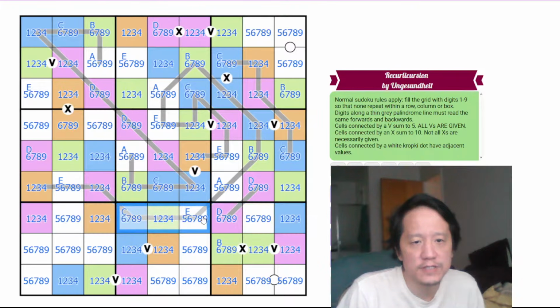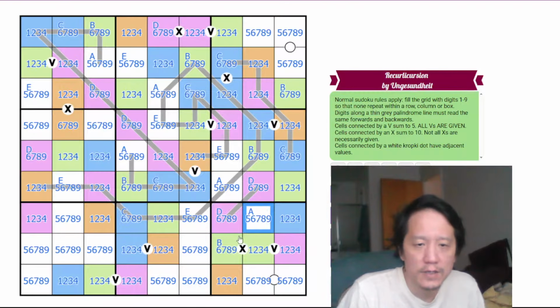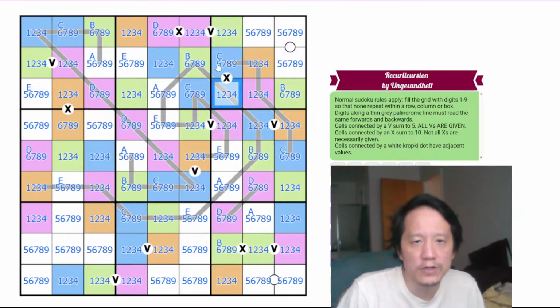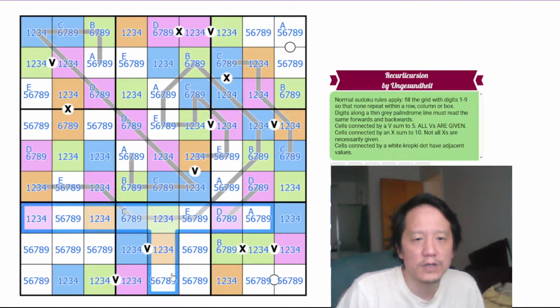We have C, D, and E here. B cannot be here for this cell, so this must be A. And we don't know the difference between A and E. Since A is here, in the upper right-hand box, A cannot be here, here, here, or here, so this must be A here. A cannot be here or here. Can match any of these.